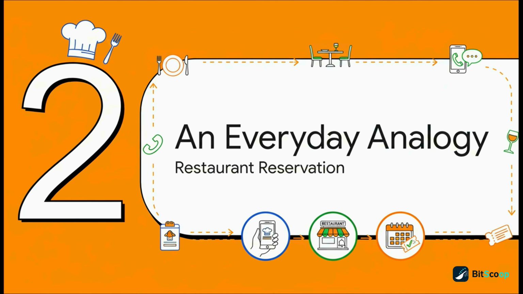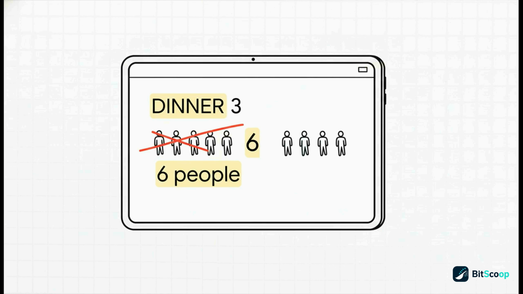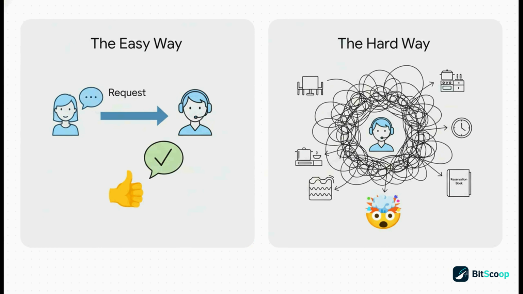Imagine you're making a reservation at a restaurant. Okay, so picture this. You've got a dinner reservation for 3, but you know how it is, last minute, a few more friends want to tag along. So now you need to change that table from 3 people to 6. You've basically got 2 ways you could handle this. So there's the easy way, right? You just call the restaurant. A customer service rep answers, takes your request, checks their system, and comes back with a simple yes or no.